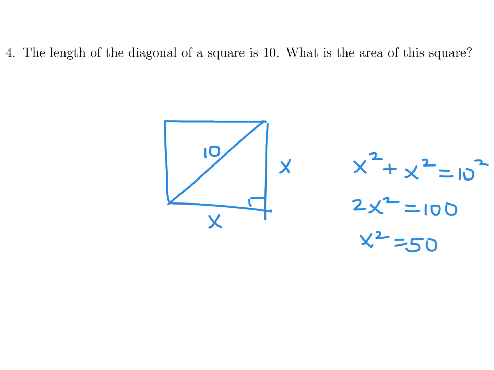And what do they want? The area of the square. The area of the square is equal to x squared. And we just calculated it as 50. So that's the answer.